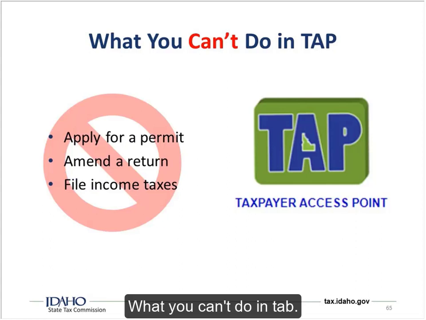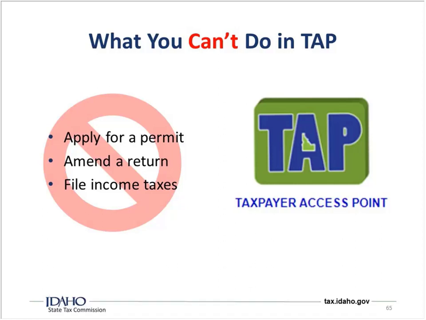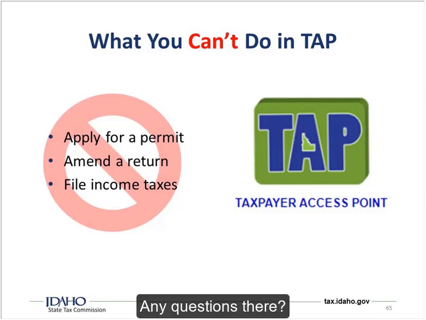What you can't do in TAP: you can't apply for a permit, you can't amend a return, and you can't file income taxes. Okay? But the rest of that stuff you can do through TAP. So I really recommend using that. It's a great resource, and it makes life a lot easier. It's going to take some time to get your account, so get started on it as soon as possible. Remember, get your permits, which you'll have to do through IBR. Once you have that, or those, go ahead and create your TAP account. Any questions there?